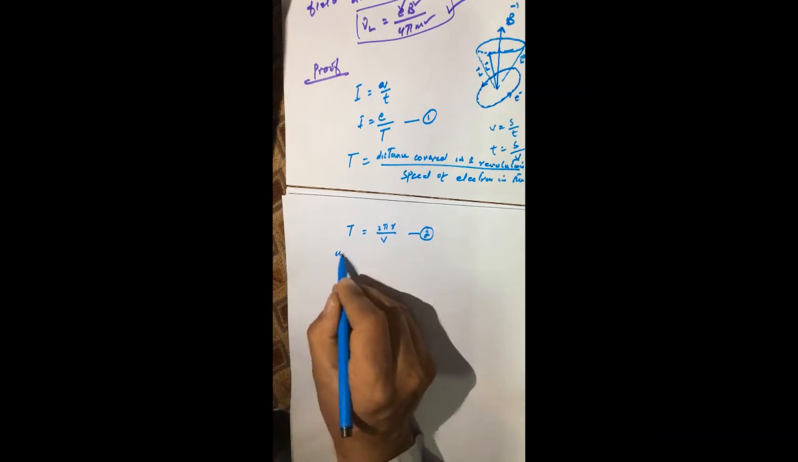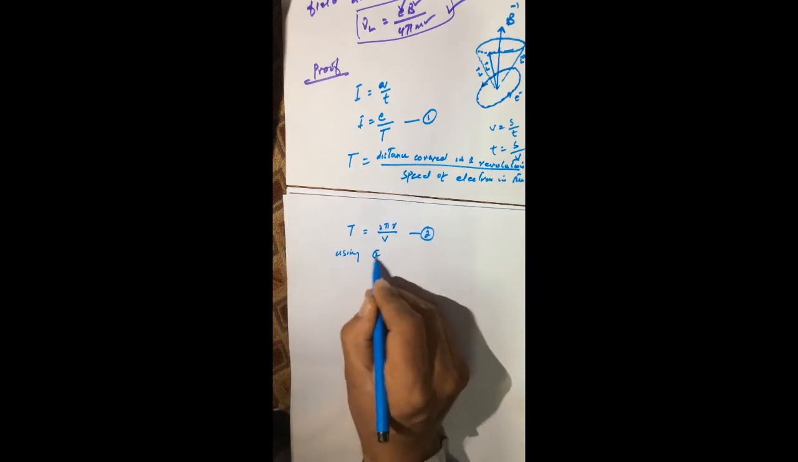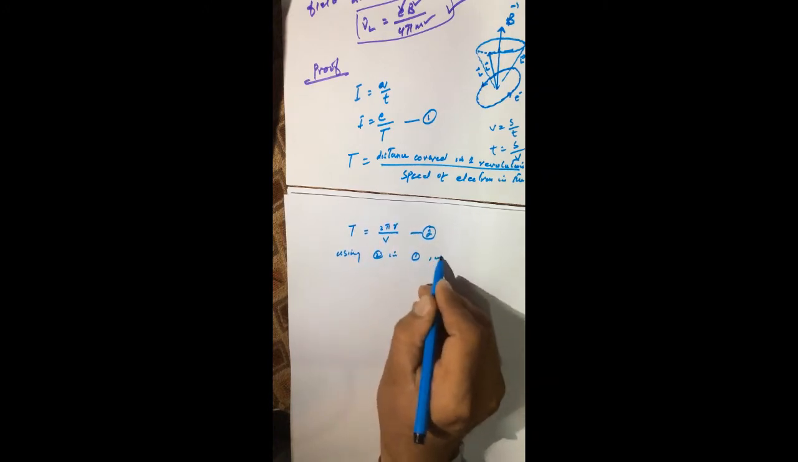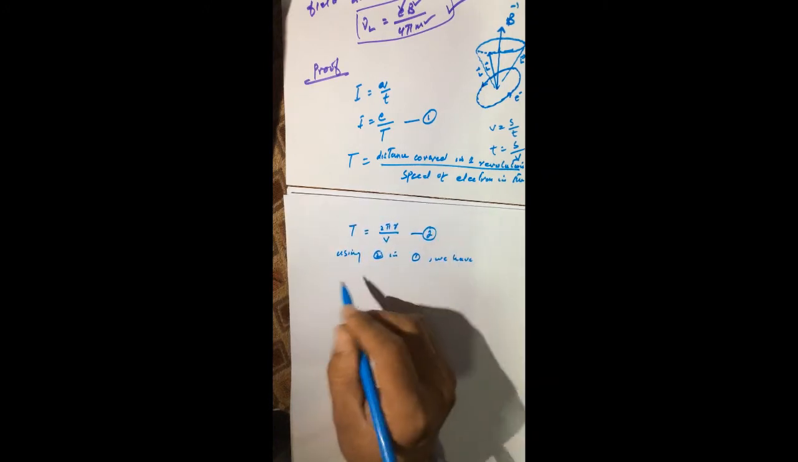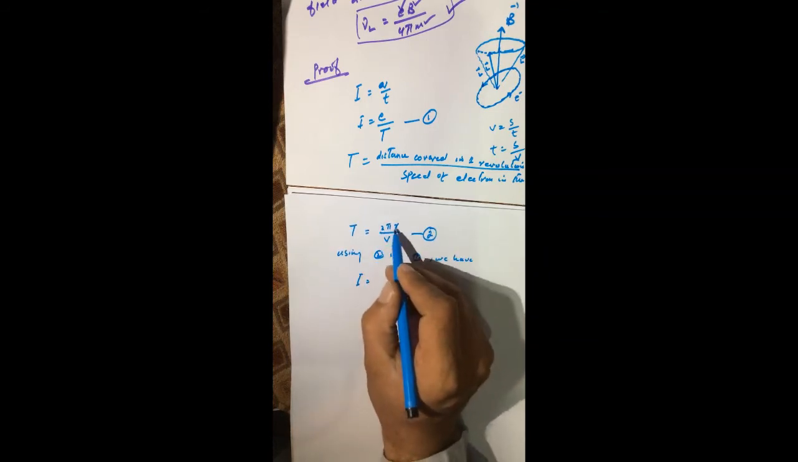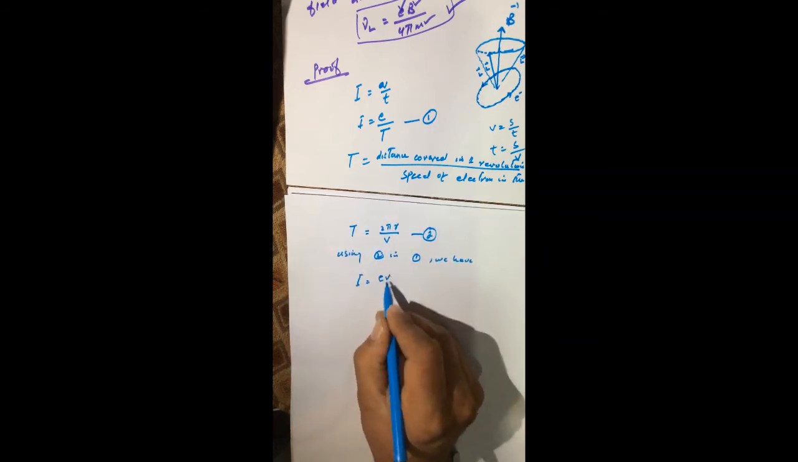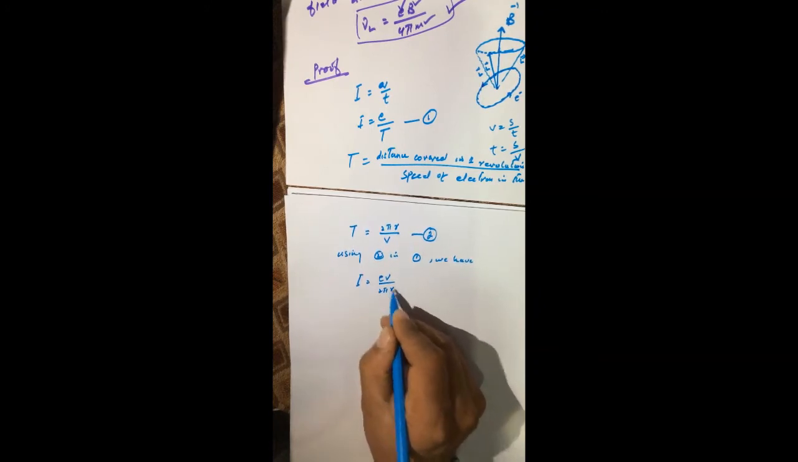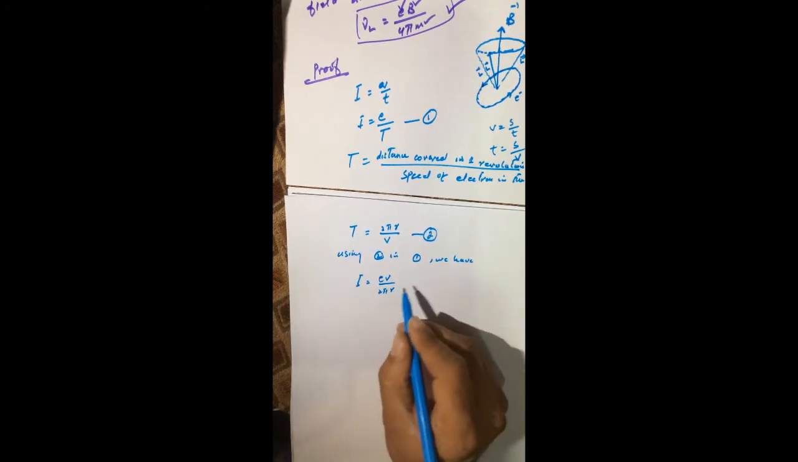Now using equations 2 and 1, we have the current I, which is equal to e over 2 pi r over v. So it is equal to ev over 2 pi r. This is, let's say, equation number 3.